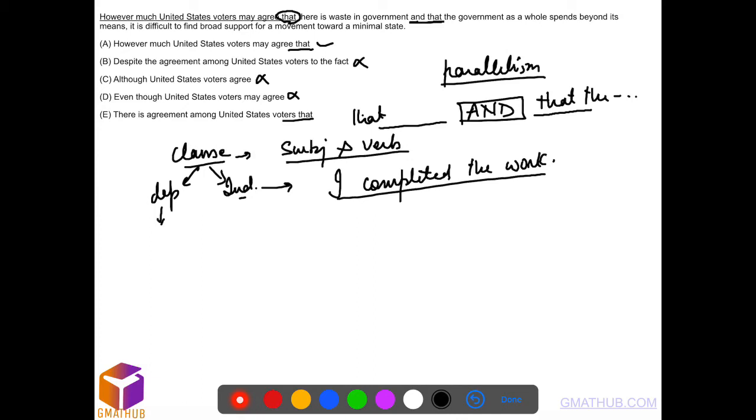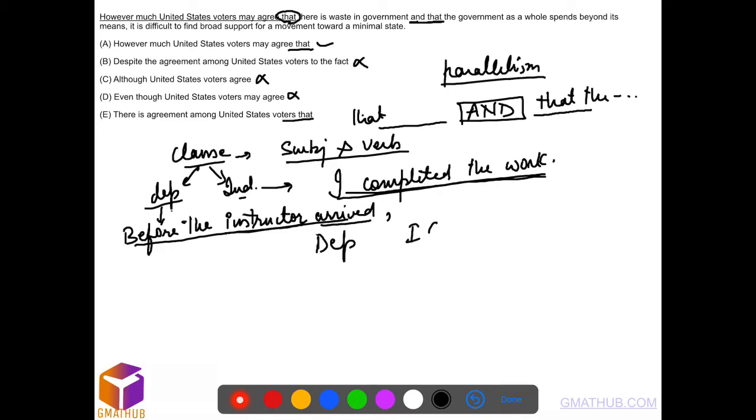Dependent clause means a clause which cannot sustain a meaning without any other support. For example, before the instructor arrived. Now it has a subject, it has a verb, but it has no meaning without any other clause, without any other support. Now a dependent clause has to be there with an independent clause always. So before the instructor arrived, comma, I completed the work. So a dependent clause can be connected with an independent clause by a comma. But if we have two independent clauses, they can be joined by a semicolon, and so that's how we join them.